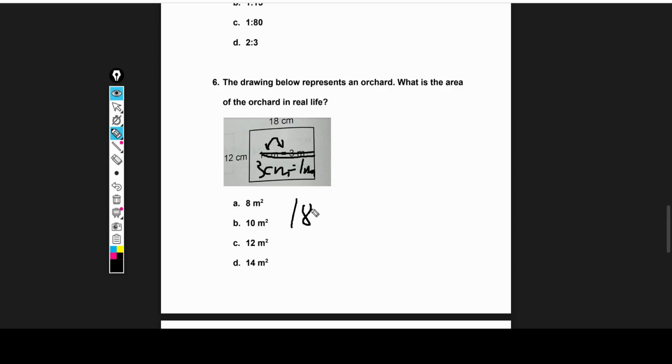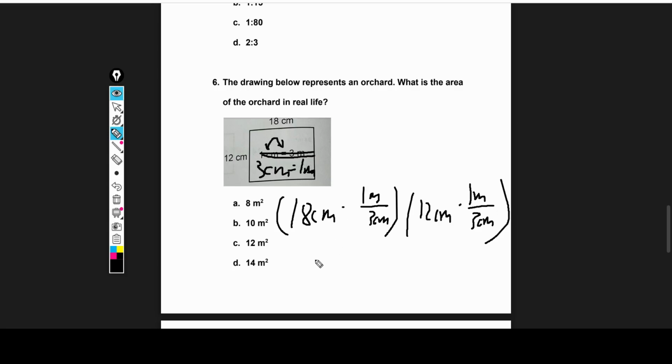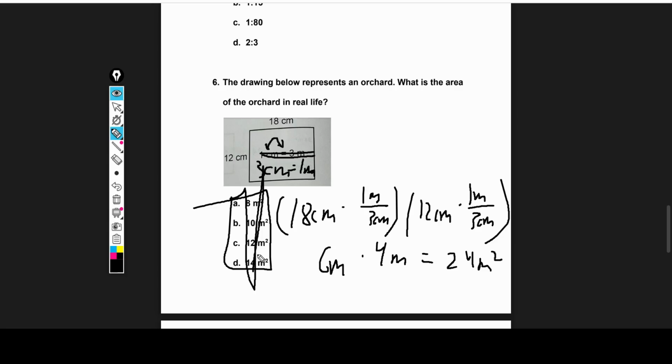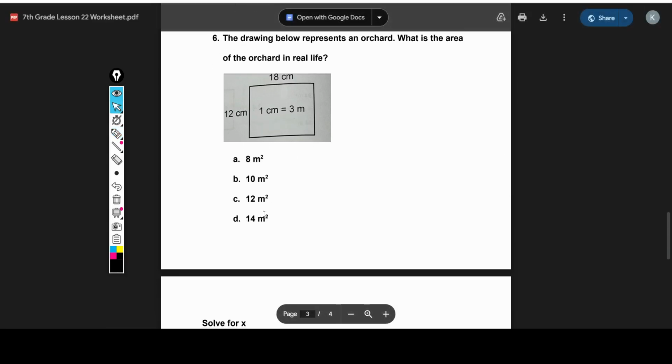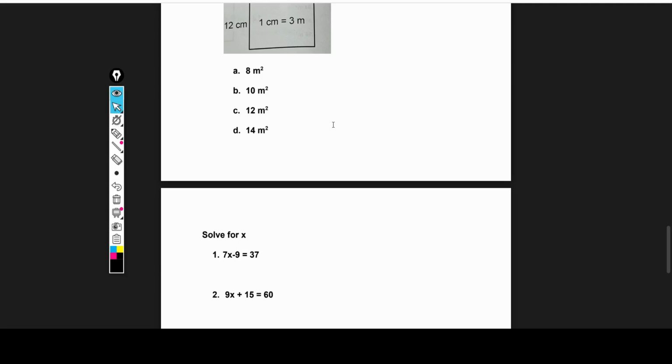So we have 18 centimeters times 1 meter per 3 centimeters. Multiply by 12 centimeters times 1 meter per 3 centimeters. We'll multiply, we get 6 meters times 4 meters. We end up with 24 meters squared, which is again none of these answers. So it seems like this problem was maybe just screwed up heavily, or this was meant to be a 2.